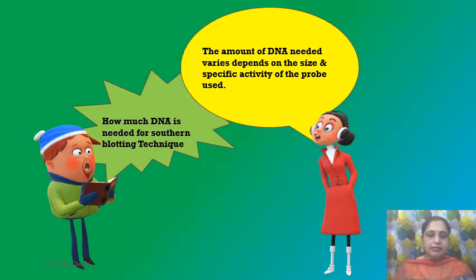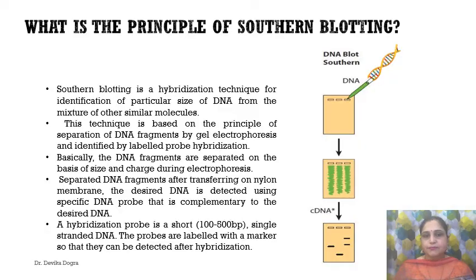So, how much DNA is needed for the Southern blot technique? The amount of DNA needed will depend on the size and specific activity of the probes used. What is the principle of Southern blotting? Southern blotting is basically a restriction fragment length polymorphism, and it is a hybridization based method for identifying the size of DNA from a mixture of other similar molecules. This technique has high resolution and utilizes the probe sequence for DNA.